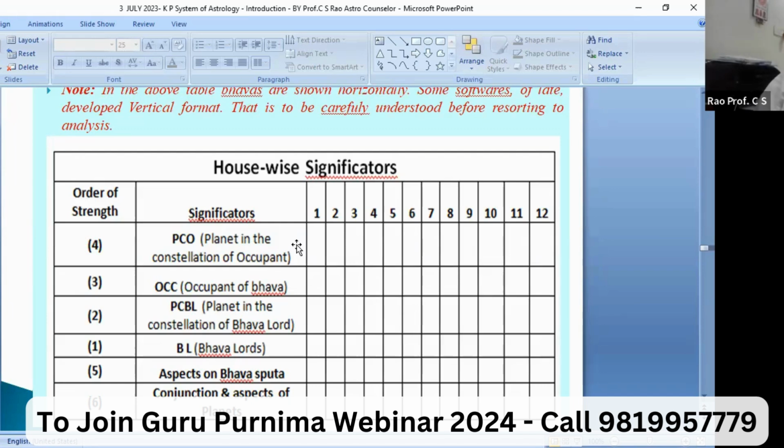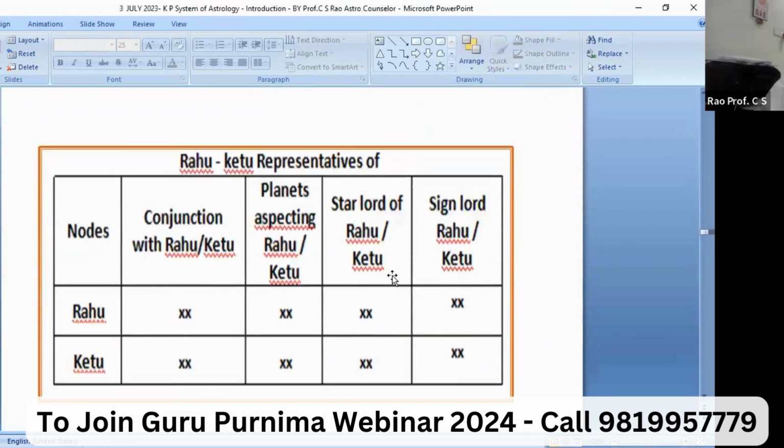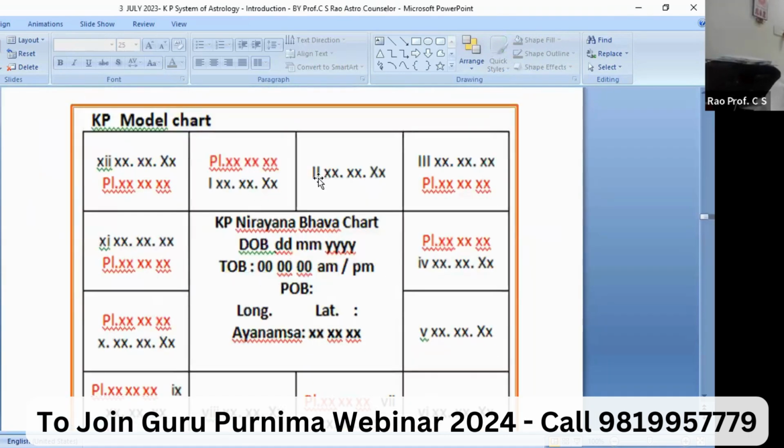And the fourth Bhava, what is it? In this, the occupant is a planet, and every planet has 3 stars. In any of the 3 stars, if there is any planet, it comes in the 4th item: planet in the constellation of the occupant. The occupant is item number 3, and this is item number 4. Planets in the constellation of item 3, that is the occupant. Here, if the occupant X planet is there, X planet has 3 stars. In any of the 3 stars, if there is any planet, we write it here. So in this case, the first house has no occupant, so that is nil, and this is also nil.